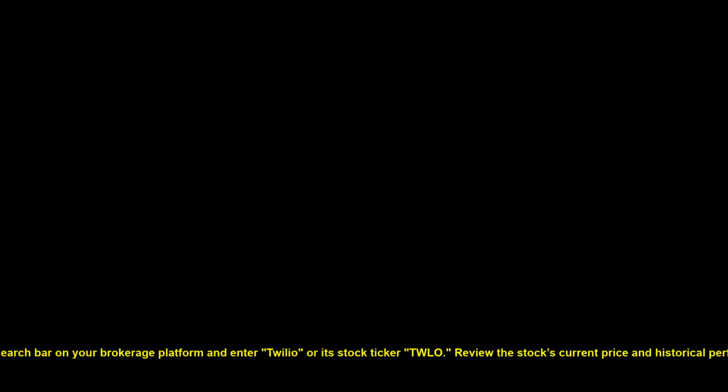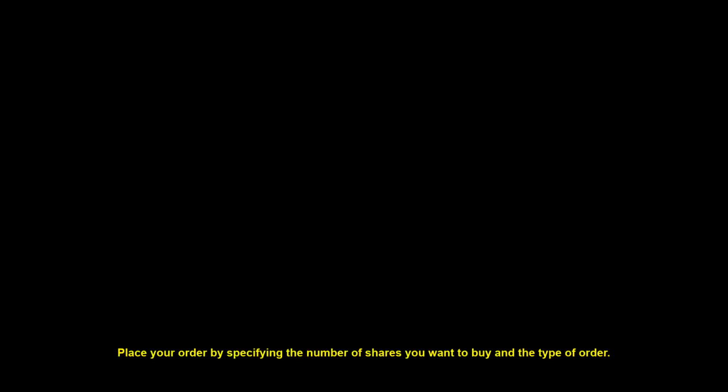Navigate to the search bar on your brokerage platform and enter Twilio or its stock ticker TWLO. Review the stock's current price. Place your order by specifying the number of shares you want to buy and the type of order. You can select a market order for immediate execution or a limit order to buy at a specific price. Before finalizing your purchase, double-check all the details to ensure accuracy.